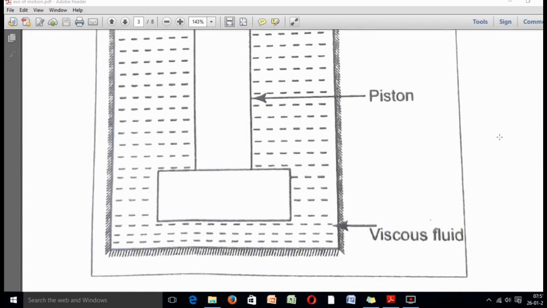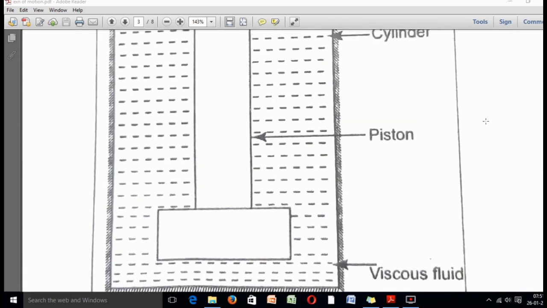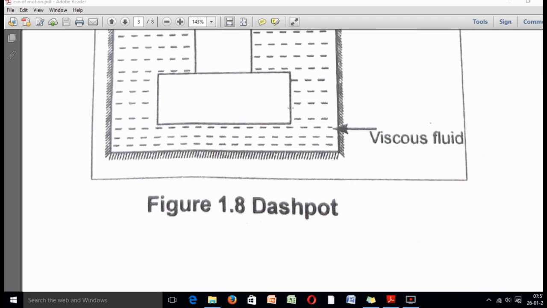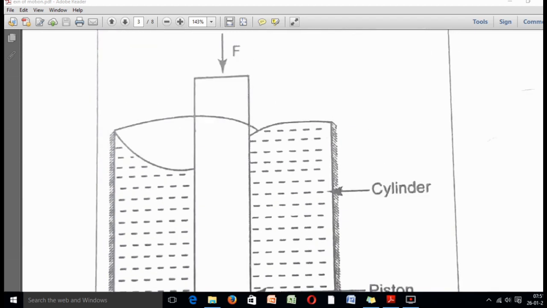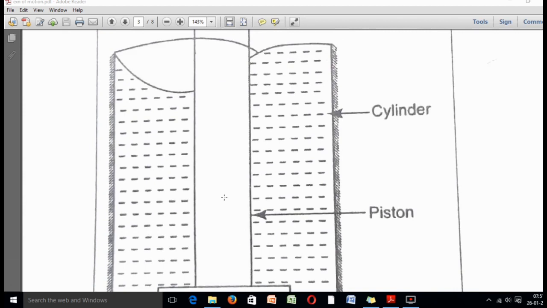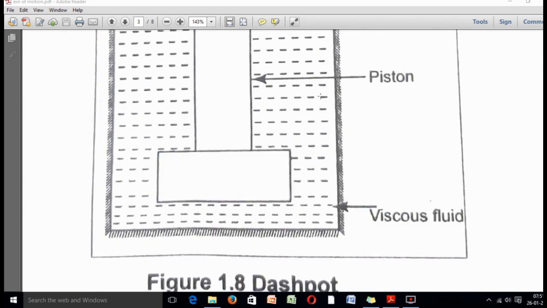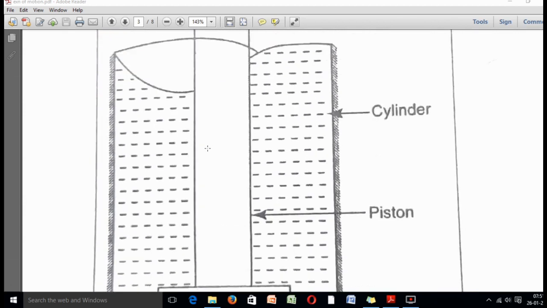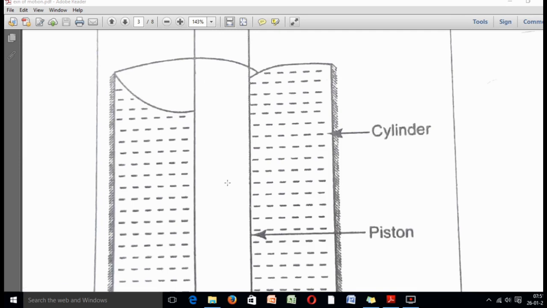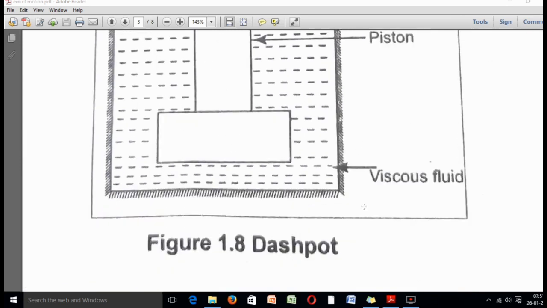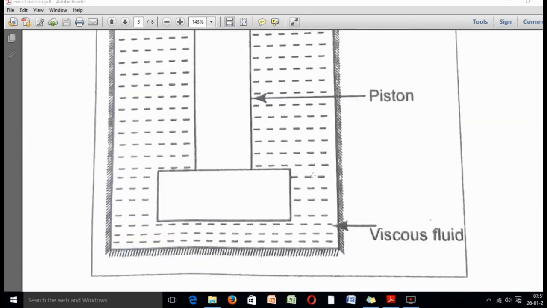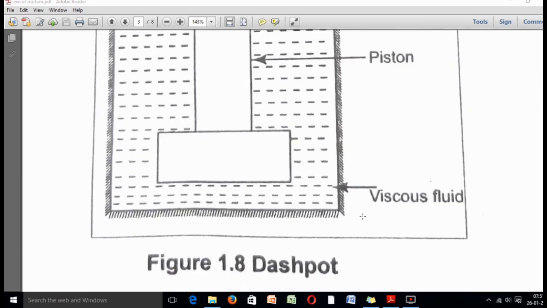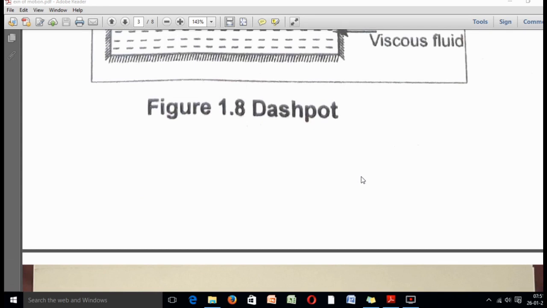Now let me show you an example of a viscous damper. This is also called a dashpot. As you can see here, there's a tube which is filled with a viscous fluid. There's a piston here, so this is a cylinder, there's a piston here, and the piston is surrounded with viscous fluid. This can be noticed in a shock absorber in a vehicle.